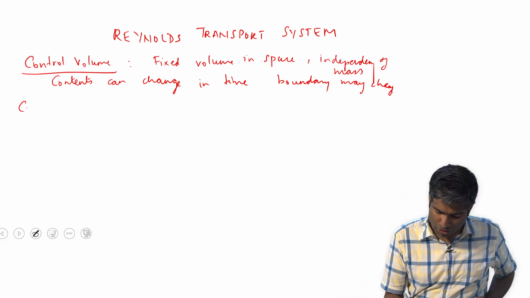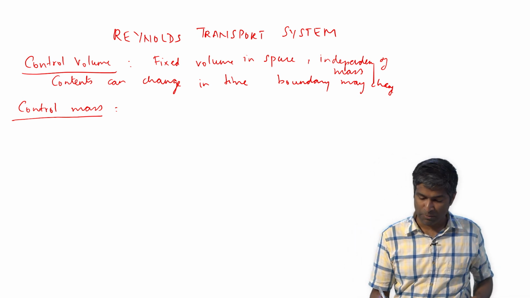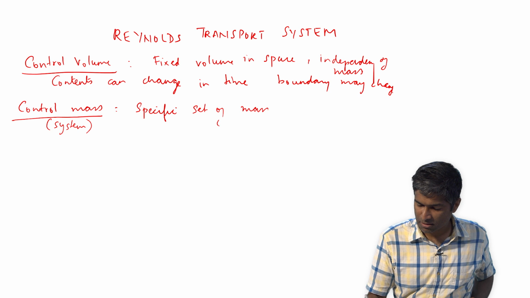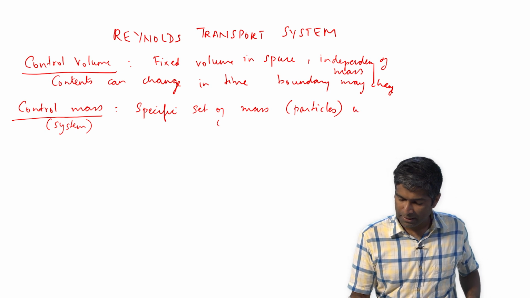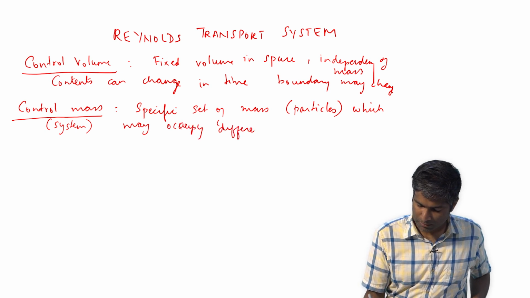We are going to also introduce the concept of a control mass. This is the analog of the control volume, but now we are talking about specific masses. That means I have a specific set, I could even call this my system. This is a specific set of mass or particles which may have completely different trajectories, and so they may occupy different points in space with time.